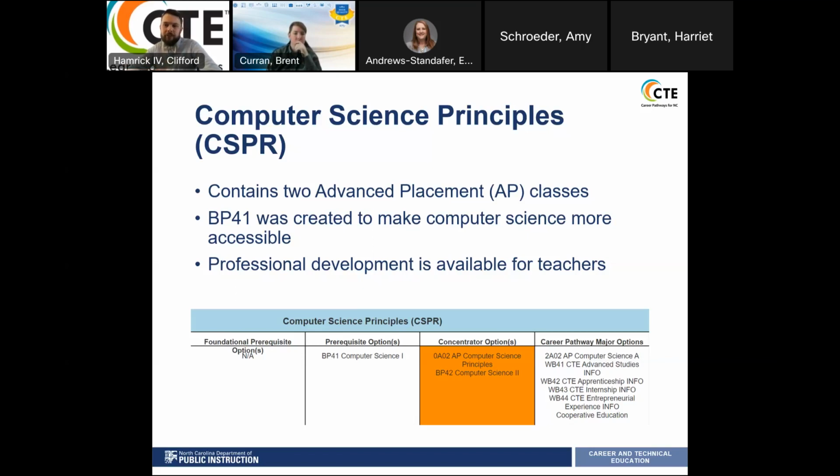Professional development is available for teachers. There are a lot of teachers who are getting into computer science via this pathway who may have never been in computer science before. They've been in business or in math, and this is what they're doing. I post that regularly on our Moodles, and we can get that information out about when those trainings are available for teachers who are going to be teaching any of the courses in the pathway.